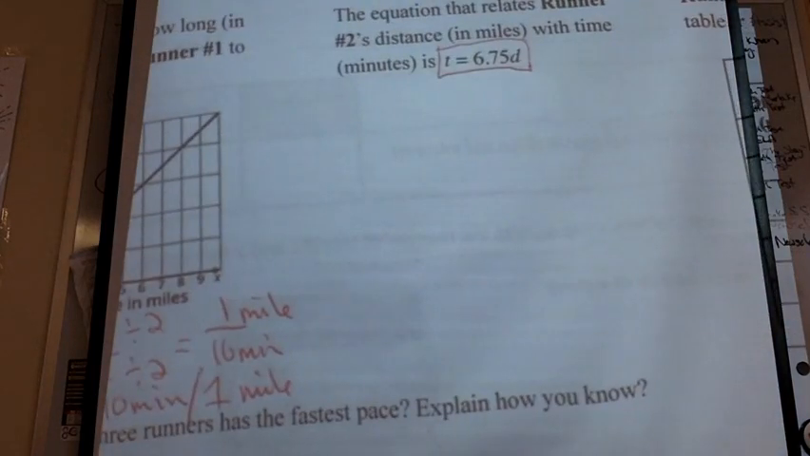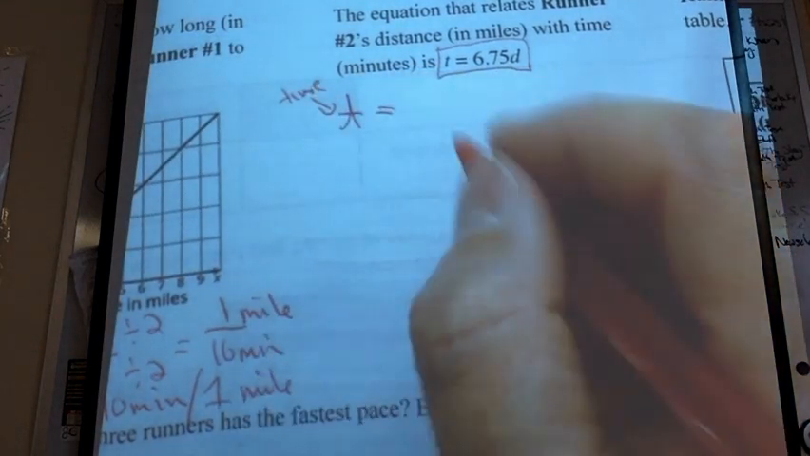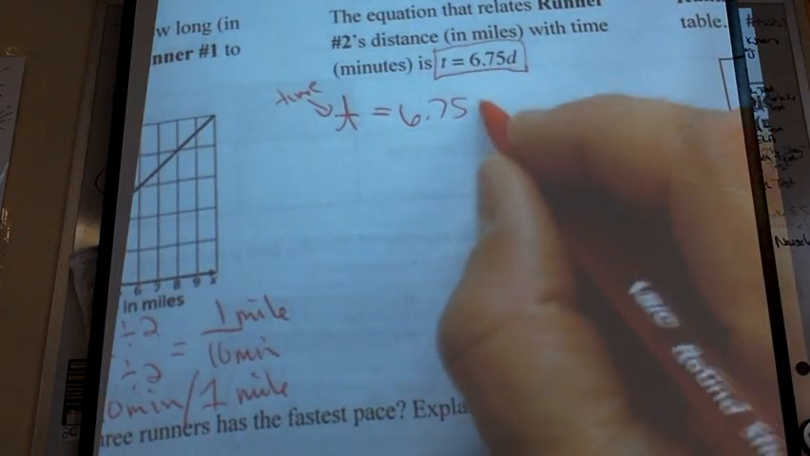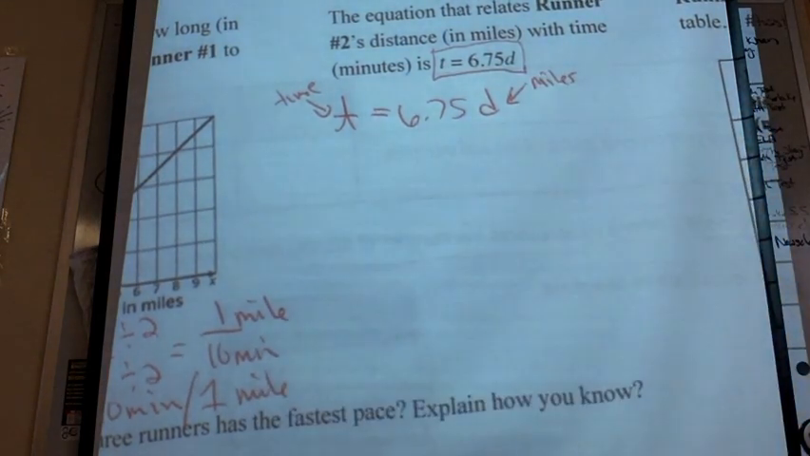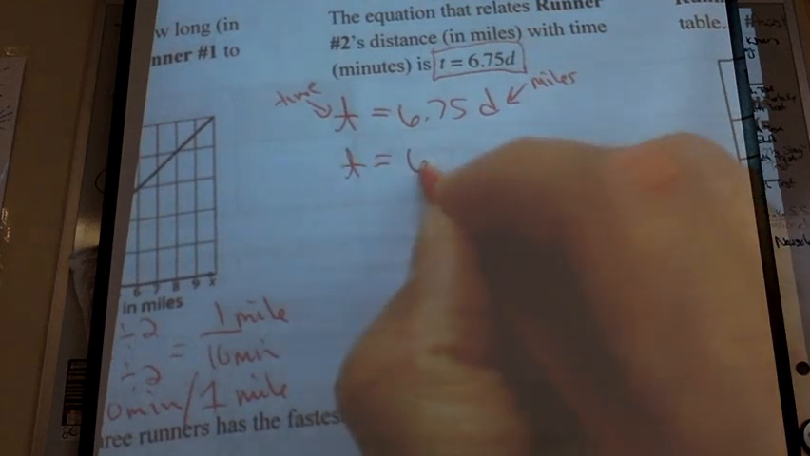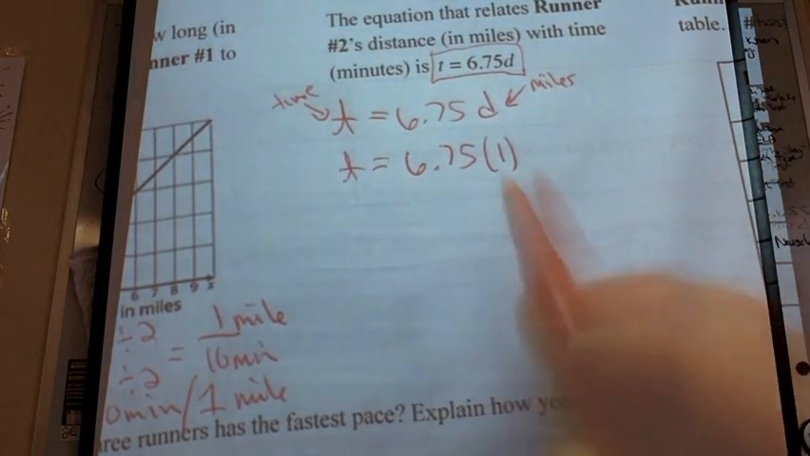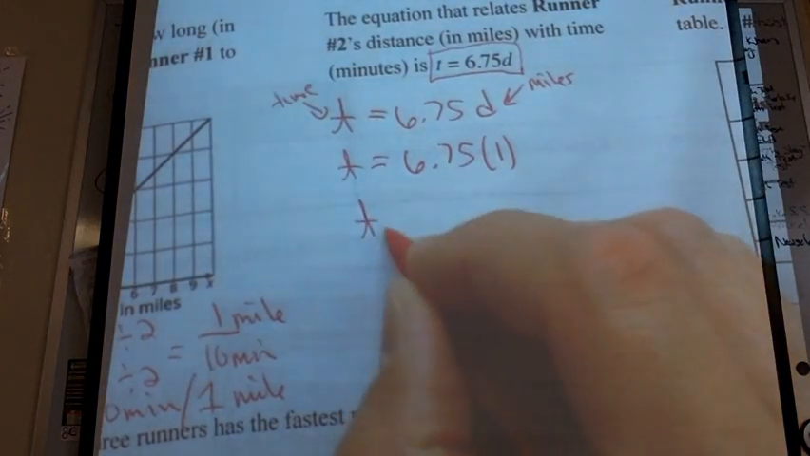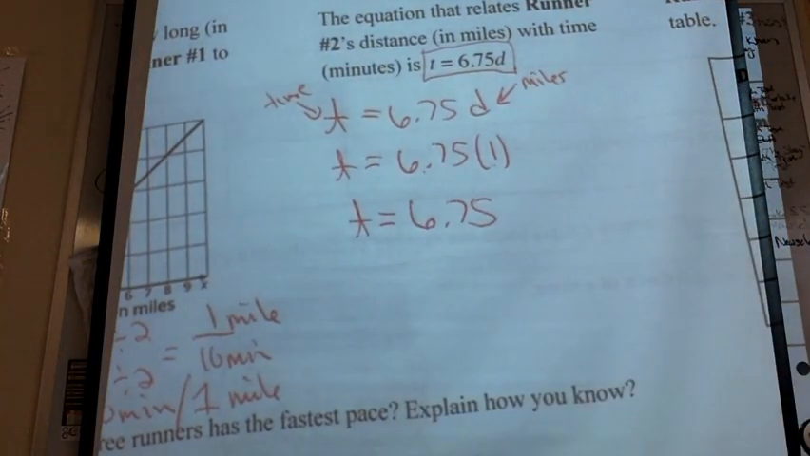Moving on to number 2, runner 2. So we have T, which is time, and we have 6.75 times D, which is distance, or miles. So we're going to use this. I want to know how fast I can run in 1 mile. So T equals 6.75 times 1, because I want to know 1 mile. You can put any number there, but it's easier math if you just put 1. 1 times 6.75 is 6.75, so time will equal 6.75.